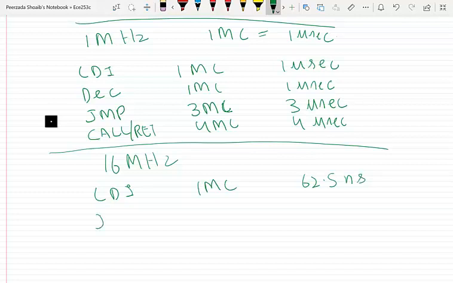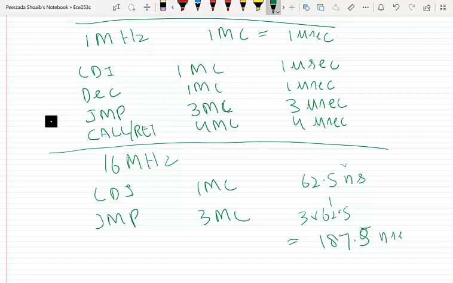What about the jump instruction here? Since it takes 3 machine cycles, it will take 3 times 62.5 nanoseconds. That will be equal to 187.5 nanoseconds to execute.